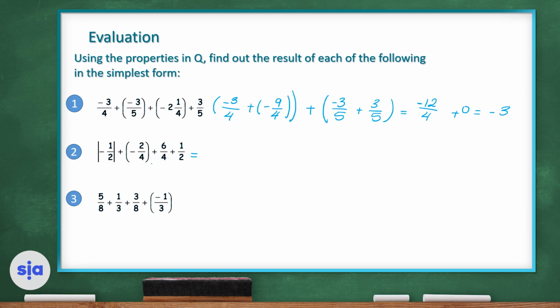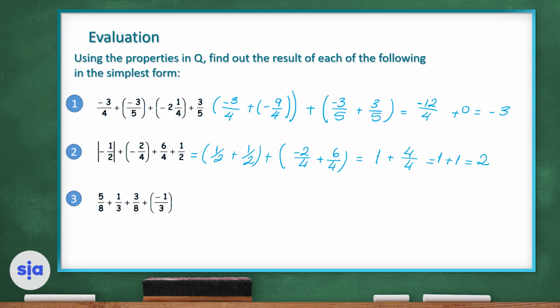Question 2, absolute value of negative 1 over 2, it is 1 over 2 plus the other 1 over 2 that we have, plus the other one is negative 2 over 4 plus the 6 over 4. Then half plus half, it's 1 plus 4 over 4. So here in this one, it's 1 plus 1, which is 2.